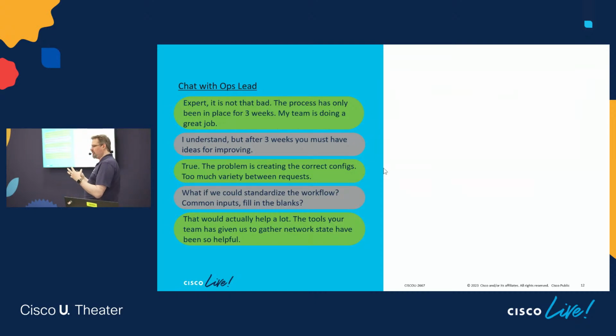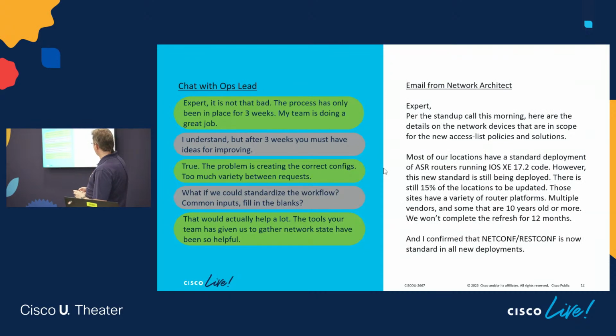So this is your chat with the ops lead, and he understands what the problem is. So right, let's go on and check your email from the network architect, which is another resource. So you need to soak in all of that information, put it together, and try to find out what the solution is here. So per stand-up call this morning, there are some details on the network. So that's important to know. What are we dealing with here, right?